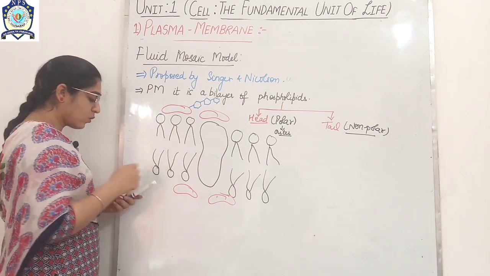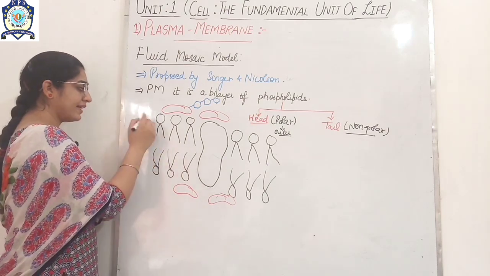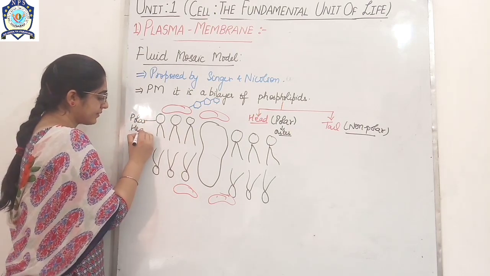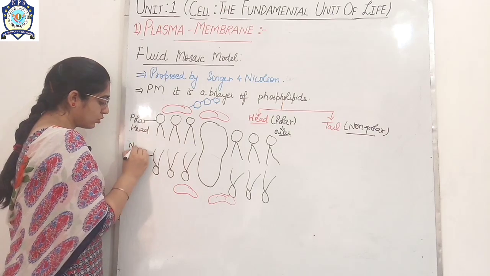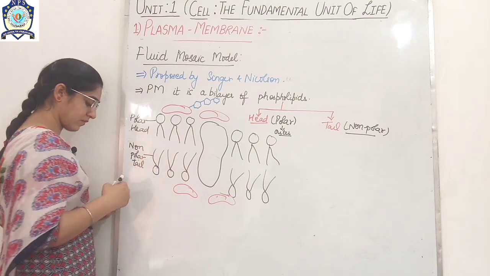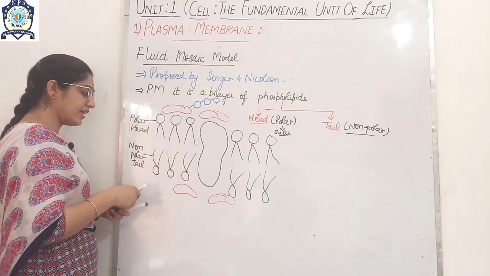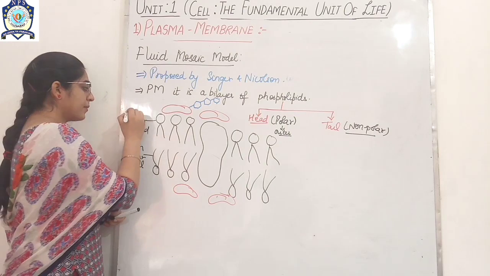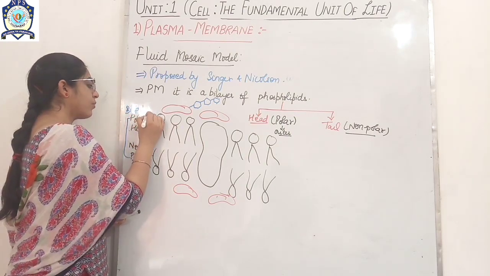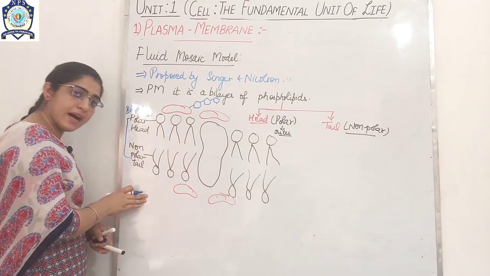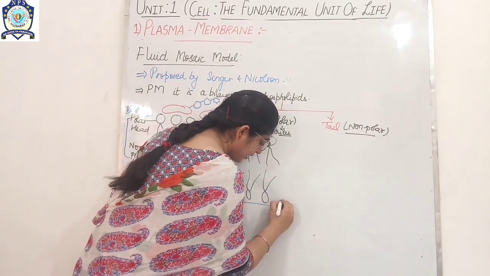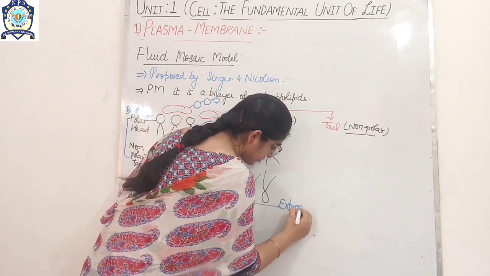So simply, what is the exact meaning? Bilipid layer. This one is the polar head. This is the non-polar tail. Both of these represent the bilipid layer. This one is the extracellular fluid.